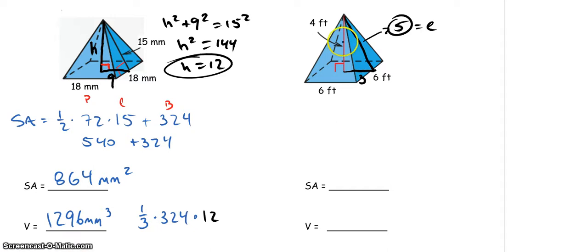Now, sometimes what I like to do, knowing we have to find surface area and volume, is to find the height and slant height right off the bat. Because now we can get into our formulas and go to work.